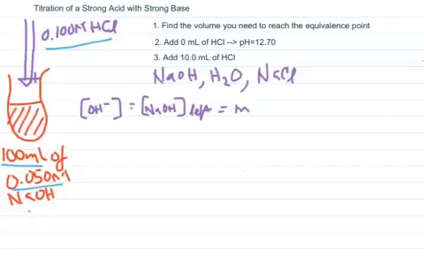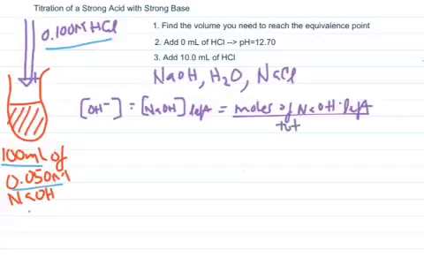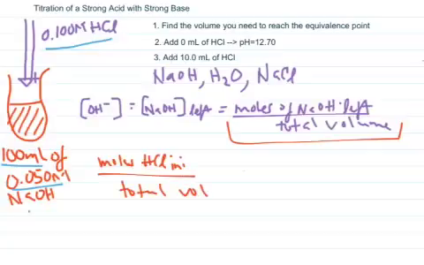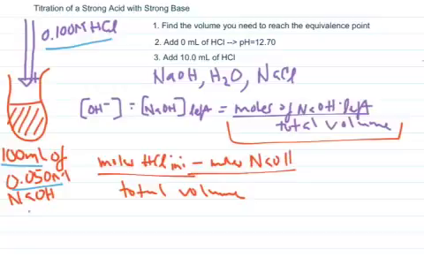So we're going to look at the moles of NaOH that is left all over the total volume. Now, to find the moles of NaOH that is left, we need to look at how many moles of NaOH we initially start with all over the total volume, minus the moles of HCl that we added.